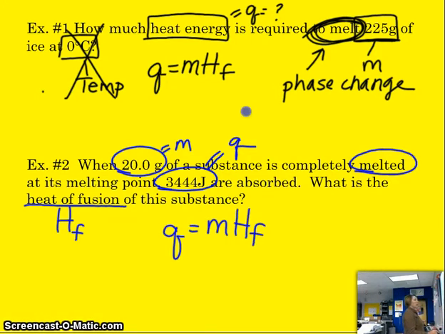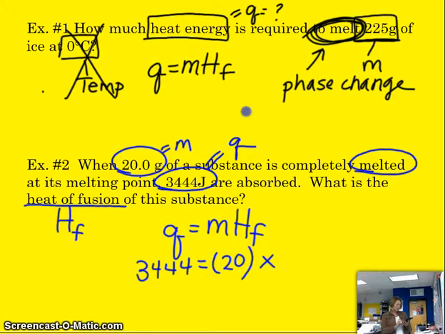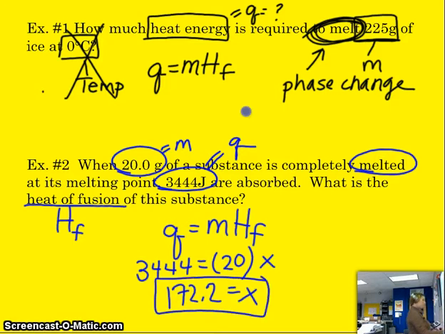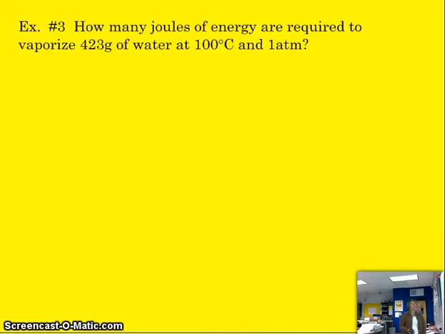I plug in what I know. Q is 3,444. M is 20. And they're asking me for HF. So I'll simply divide both sides by 20 to get X by itself. 172.2 is your X. Okay? So these ones tend to be a little bit easier because there's no temperature involved.